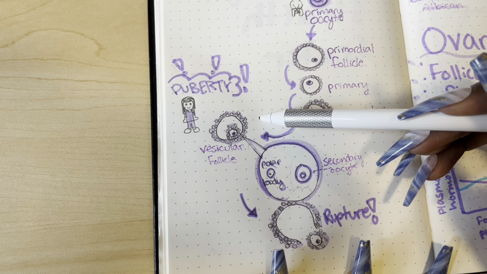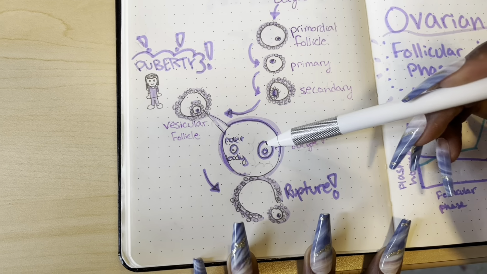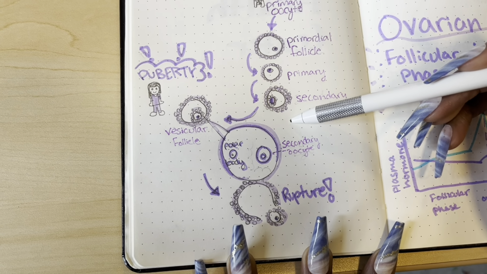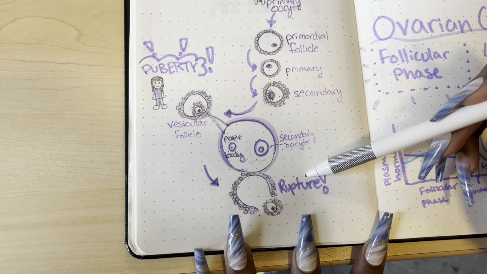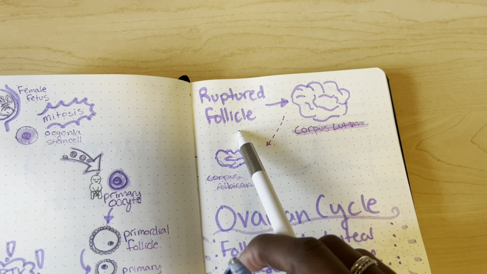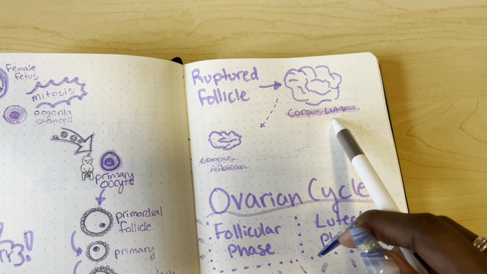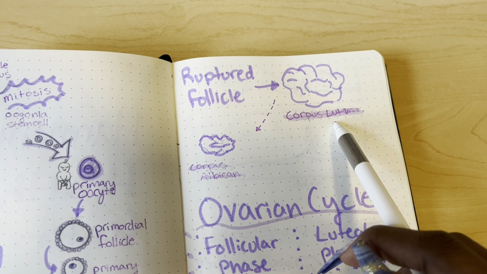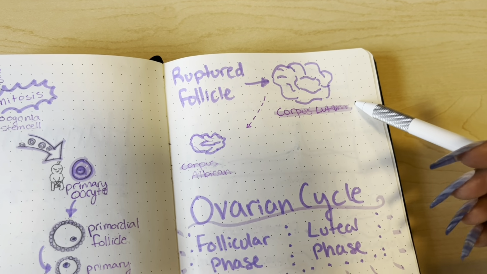The primary oocyte inside completes meiosis 1, forming a secondary oocyte and a polar body. The secondary oocyte starts meiosis 2 and stays at metaphase 2. At ovulation, the secondary oocyte ruptures out of the vesicular follicle. The ruptured follicle becomes the corpus luteum. If the secondary oocyte is fertilized, it completes meiosis 2 and forms an ovum and a secondary polar body. If it is not fertilized, menstruation occurs, and the corpus luteum degenerates into the corpus albicans.